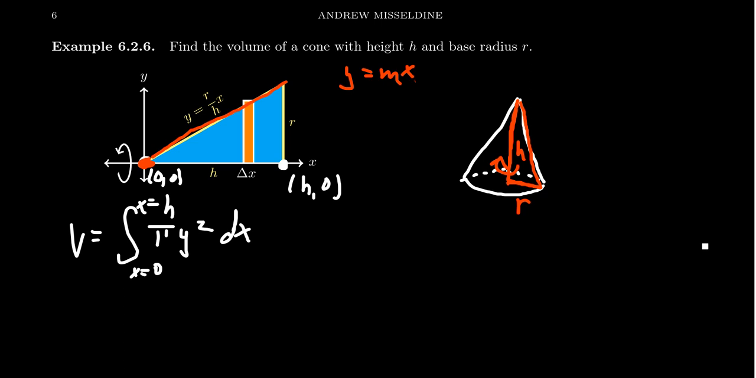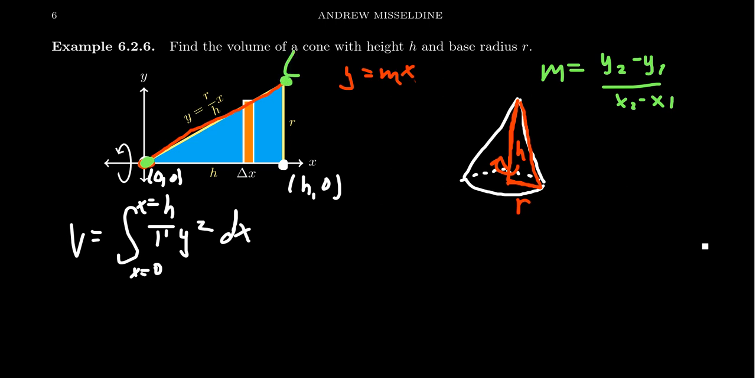We need to find the slope of this line, and we can find the slope of a line using the standard slope formula, m equals rise over run, y2 minus y1 over x2 minus x1. But we have to know two points on the line. One point, we can use the origin. The other point we want to use is right here.